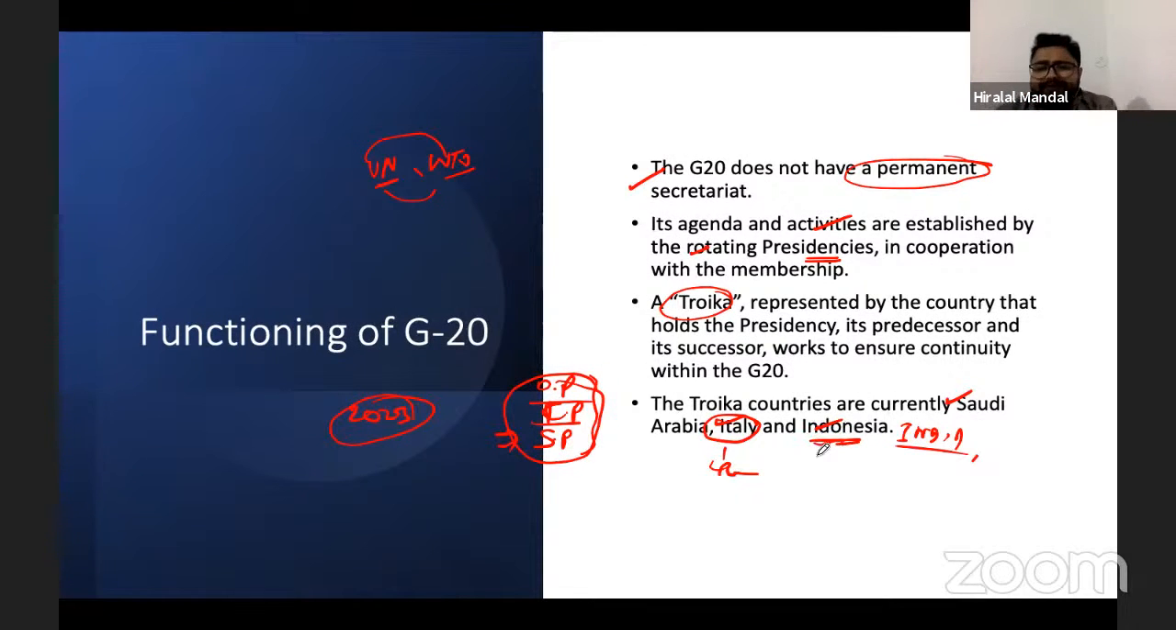Remember this point. Why? Because sometimes the question can be asked not only about which country or city the G20 has been organized in, but also where it was organized last year and where it will be organized next year. So a question can be asked like this also.